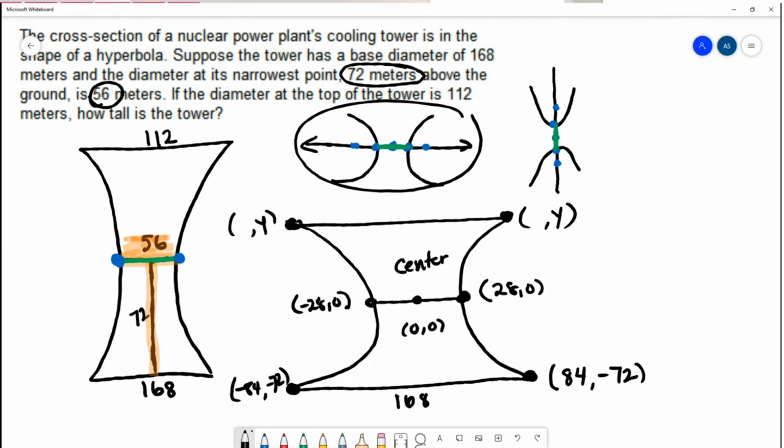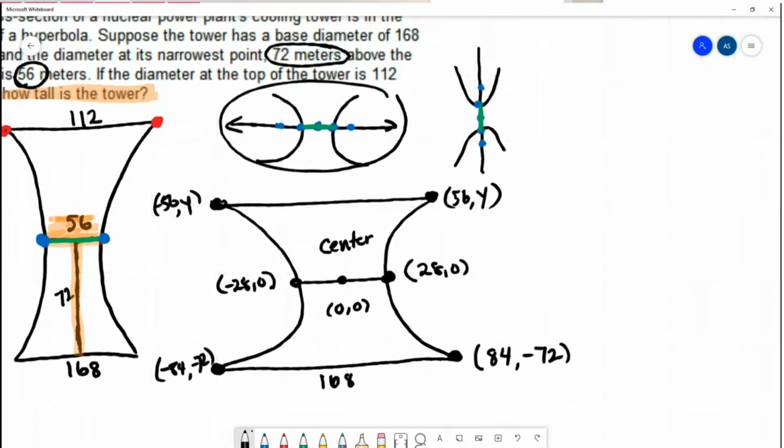It doesn't give us any information about how high that top part of the tower is, and that is the main goal of this question, figuring out that height. So I don't know what the y coordinate would be at those 2 points, but for the x coordinates, I'm going to do half of 112, which is 56. So we have a positive 56 and a negative 56. This gives me a little bit better picture.